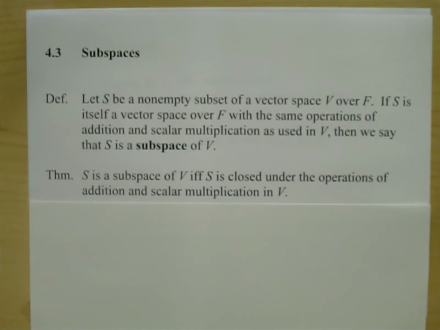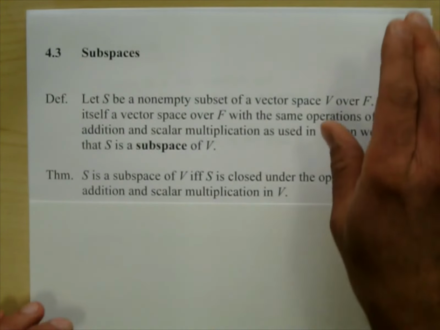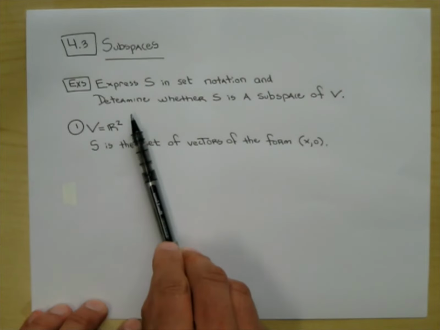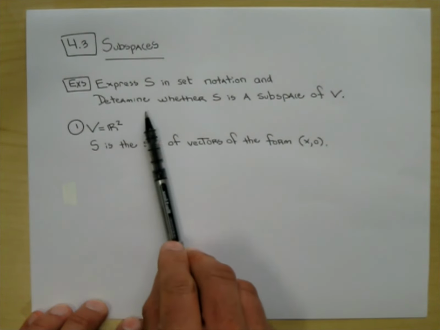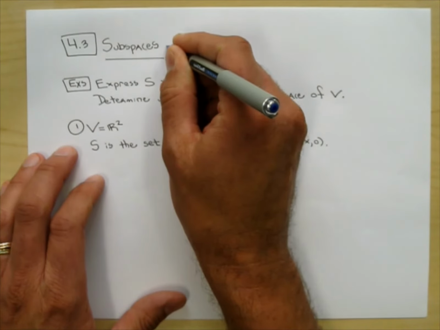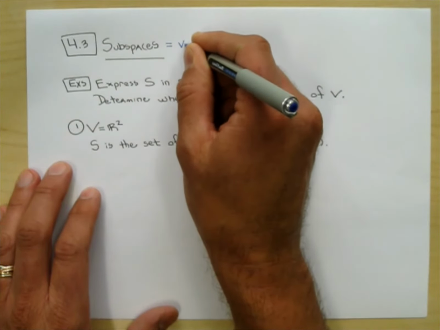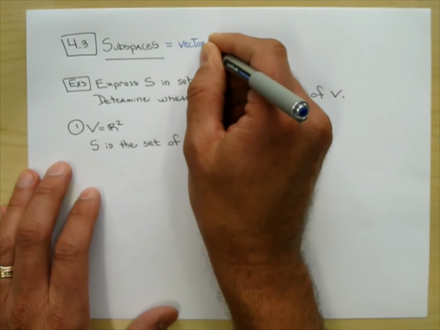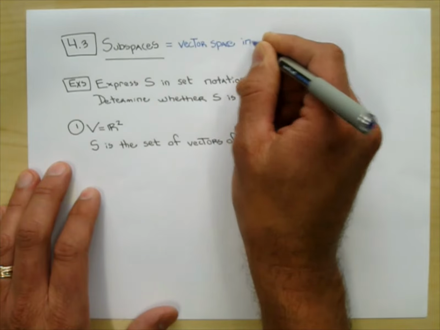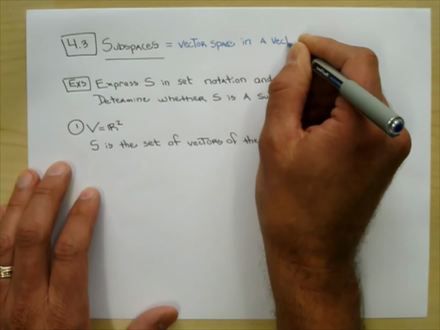Is it closed under addition? Is it closed under scalar multiplication? And that's what we're going to do in a few of these problems here. So in your homework, they ask questions like this. Express S in set notation and determine whether S is a subspace of V. The thing that we want to point out about subspaces is that a subspace is a vector space in a vector space. That's all it is.